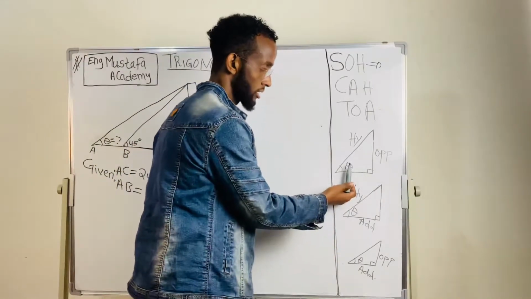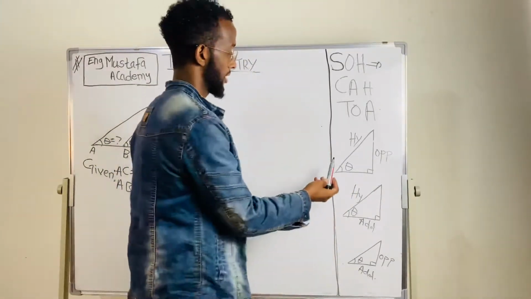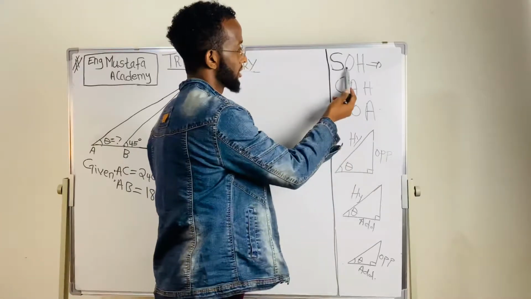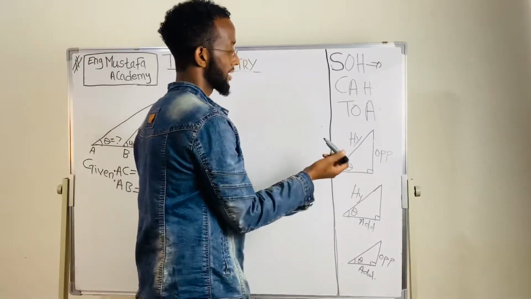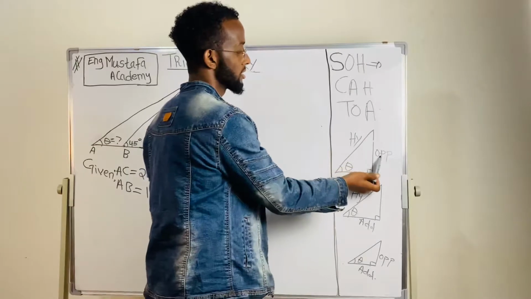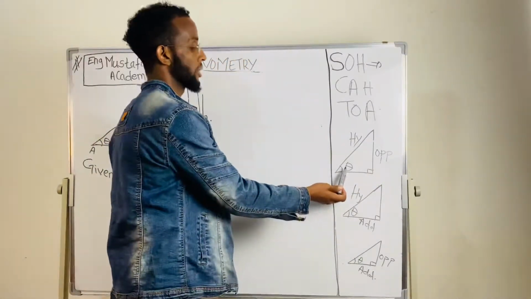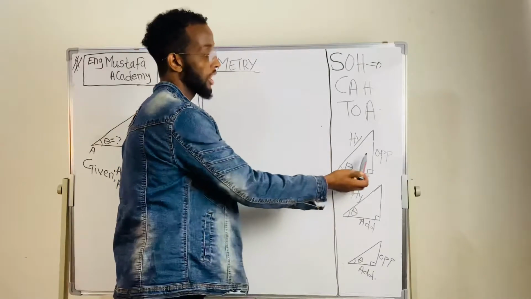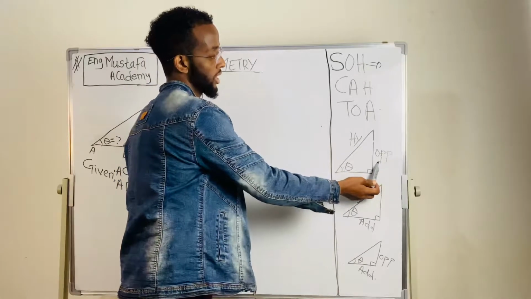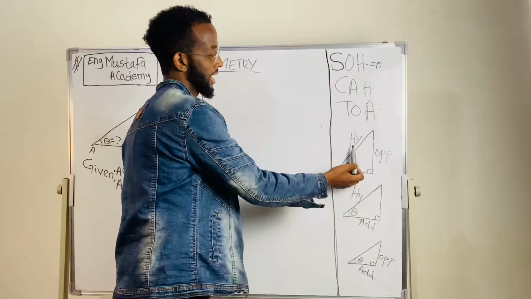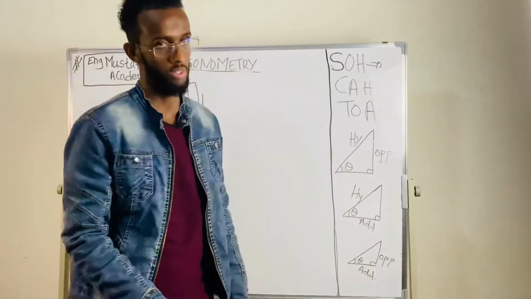This one here, we have sine. Why did I call it SAW? Because sine is opposite over hypotenuse. Sine is opposite over hypotenuse. If you need to find this angle, you have to take whatever you have in opposite and the other number that you have on hypotenuse.